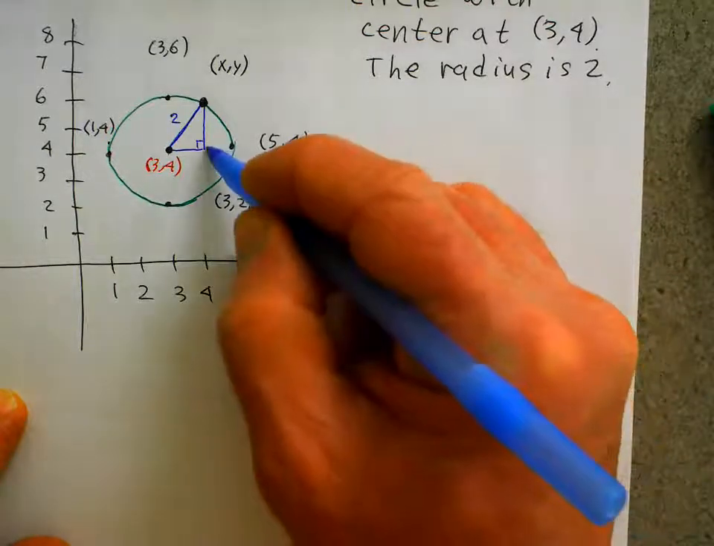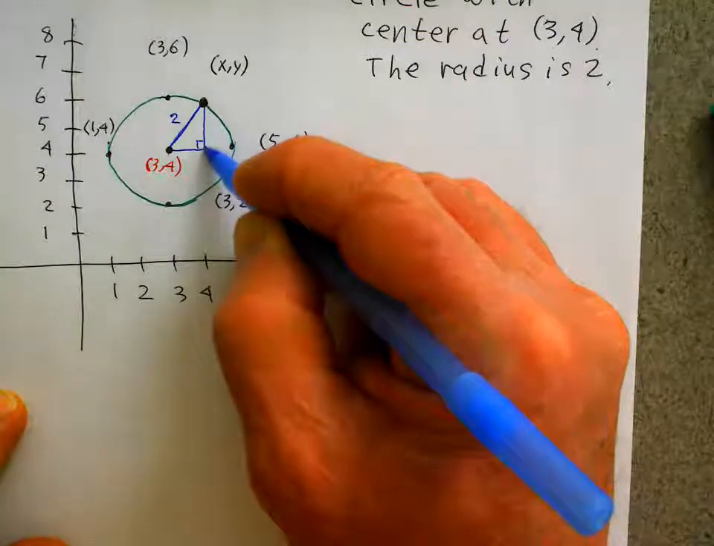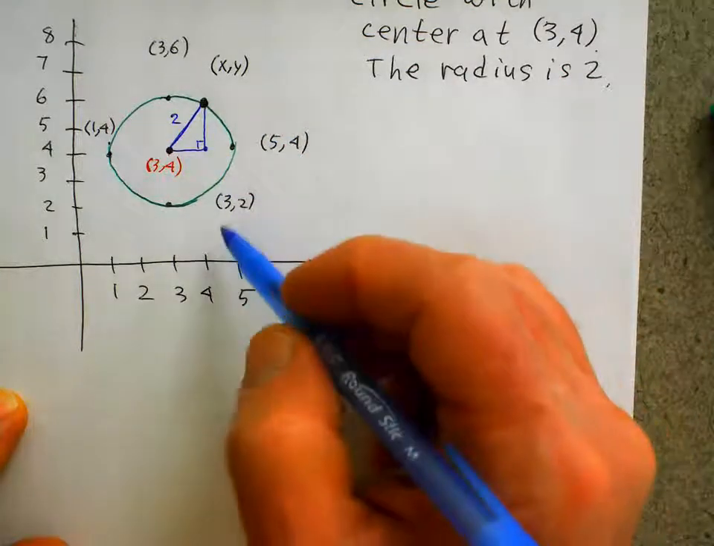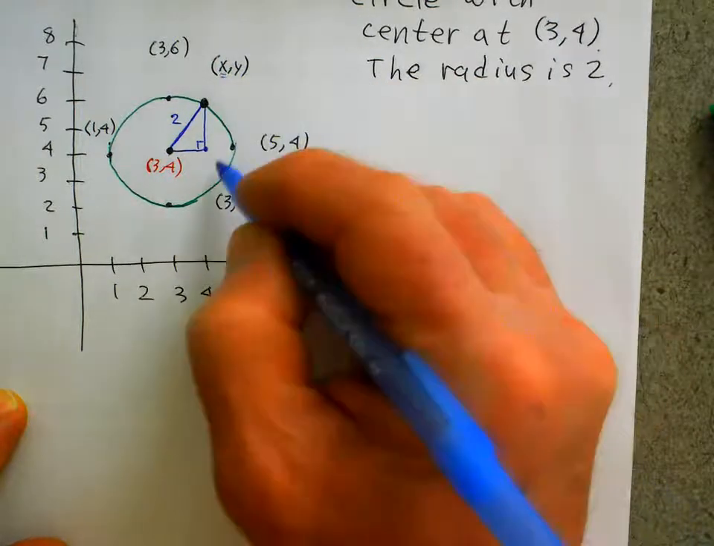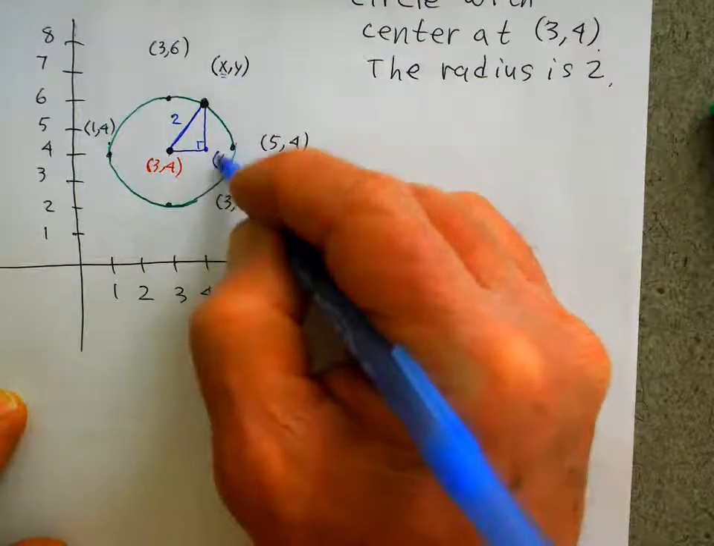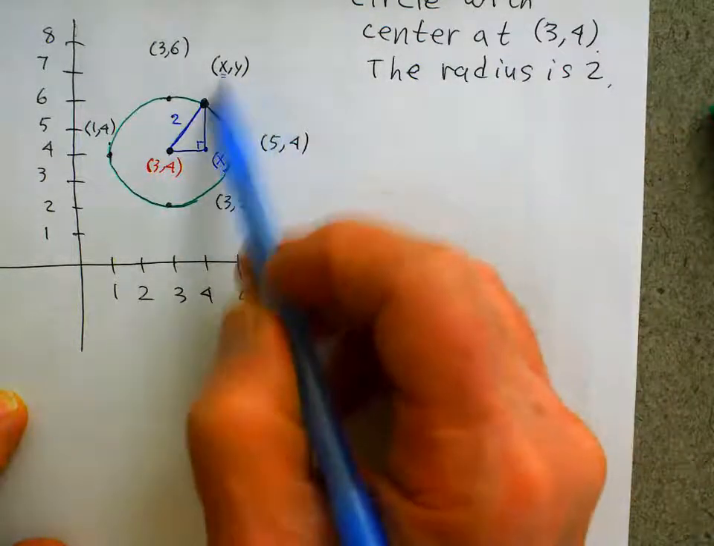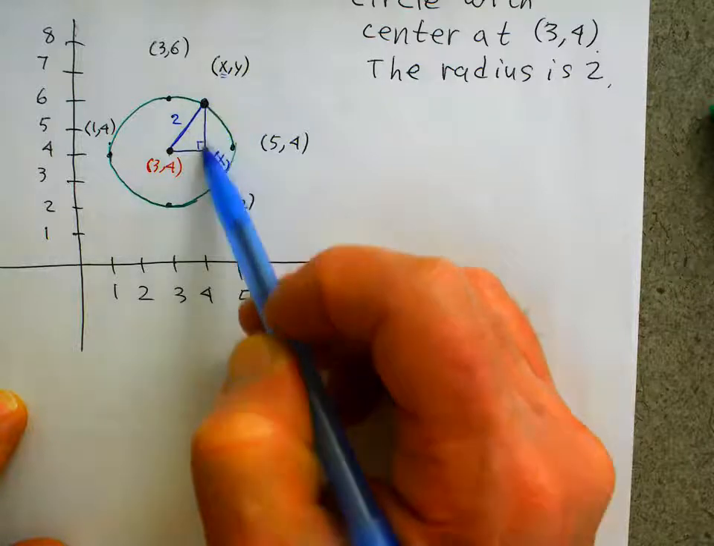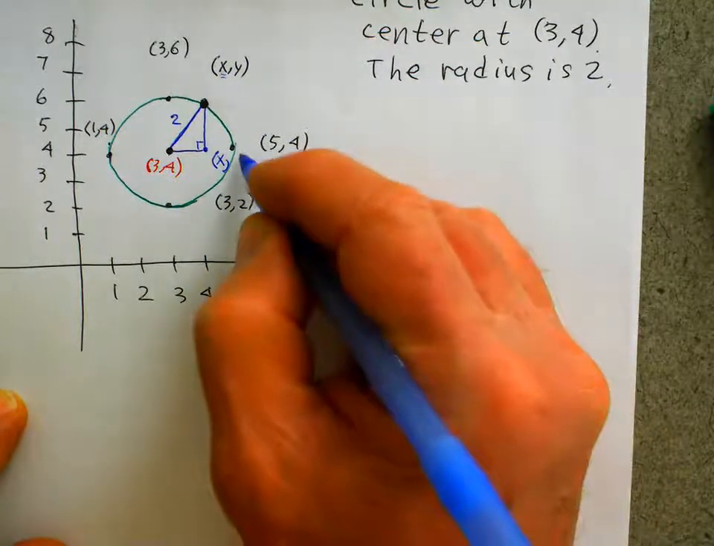Okay, so the point of the ordered pair for the vertex of the right angle, well, the x-coordinate is x. It's the same as the x-coordinate of this point. And the y-coordinate is 4.